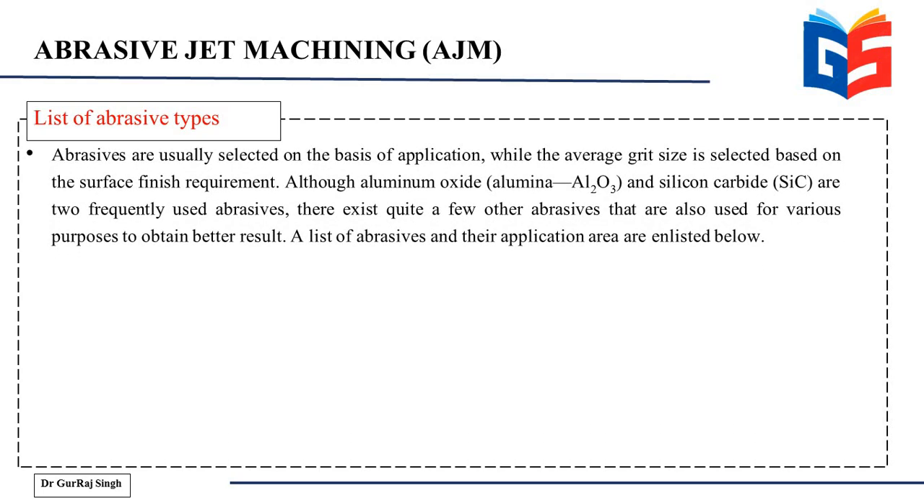They are basically selected on the basis of the size, the surface finish, or the material removal rate that is desired. The most commonly used abrasives are alumina or aluminum oxide as well as silicon carbide. These are the two most commonly used abrasive particles in abrasive jet machining. Why? Because both of them are readily as well as cheaply available, which makes them the most frequent choice as abrasive particles.